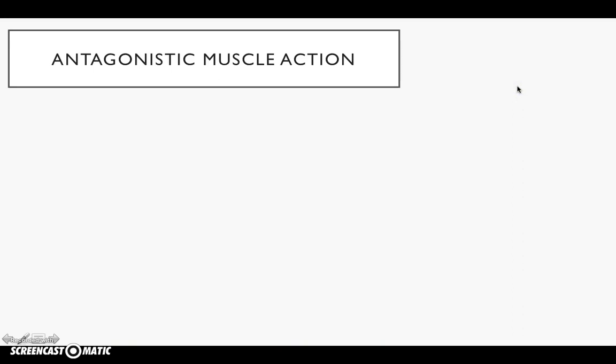Right, okay, so antagonistic muscle actions. So we need to know that muscles never work on their own. They always work in pairs or a group, and this is to help produce movement. And then each muscle takes on a different role depending on the type of movement produced, and this can change. Okay, there are three main roles that we need to discuss, and these are agonist, antagonist, and fixator.